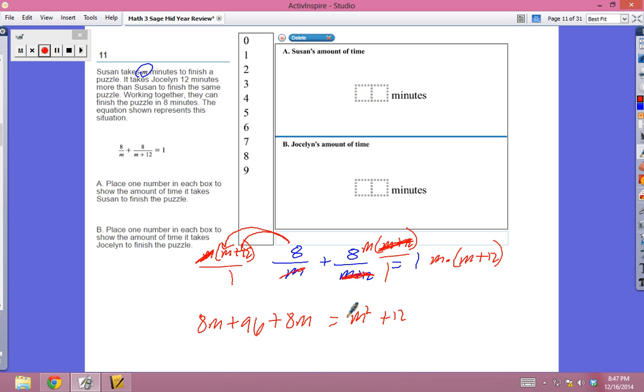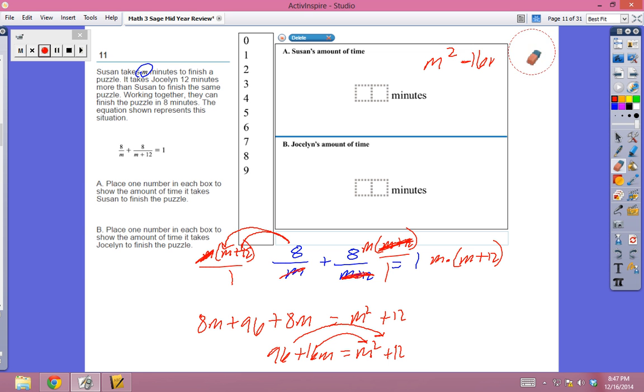So now it's a quadratic. Now if I get all my terms on the same side, so I'm going to add these, and that's going to be 96 plus 16m equals m squared plus 12. So I'm going to move these guys over, and we are going to have m squared minus 16m plus 84, no, minus 84. I want a minus 84.